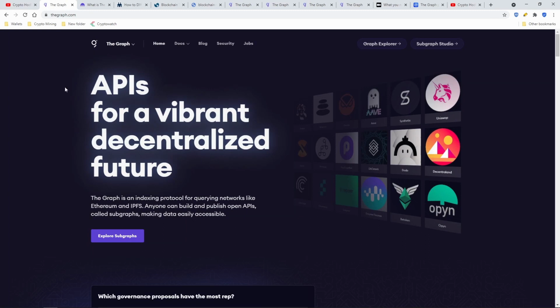It was founded back in 2018 by three guys. Their names were Yaniv Tal, Jannis Pohlmann, and Brandon Ramirez. And it's on the Ethereum network, and they are a decentralized protocol for indexing and querying data from the blockchain. And you're like, can you give that to me in plain English?